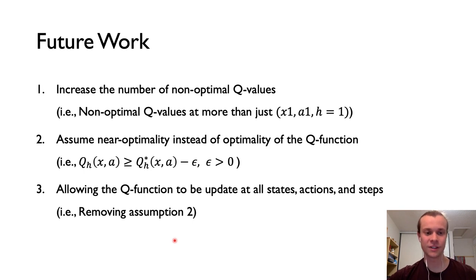The final direction is allowing the Q function to be updated at all states, actions, and steps. This is actually exactly what we did in our experimental section where we removed assumption 2. We saw that the performance of our algorithm actually decreased. This made sense because now the optimal Q function is being updated, and possibly becoming suboptimal. However, this is a natural assumption we'd want to make because normally when you're transferring a Q function from a source task, you don't always know which states, actions, and steps the Q function was optimal for your new target task. So what you'd like is a general algorithm that does not have a restriction such as assumption 2.